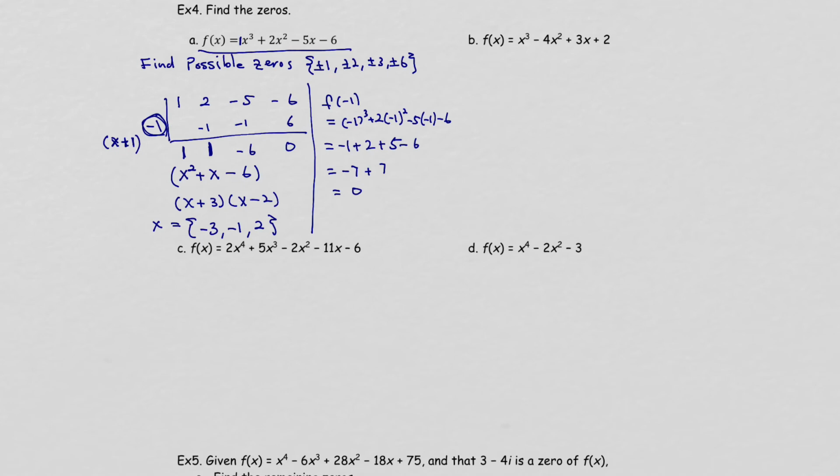So either plug into the x or use synthetic division, you will get 0 for the remainder. So you know x plus 1 is the factor, which means x = -1 is the solution. And then reduce the cubic equation into a quadratic, because what's left over will be the quadratic, and then find the rest of the solutions.